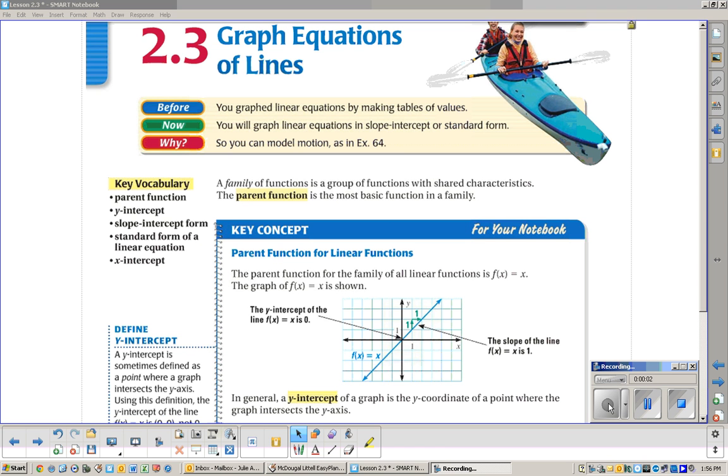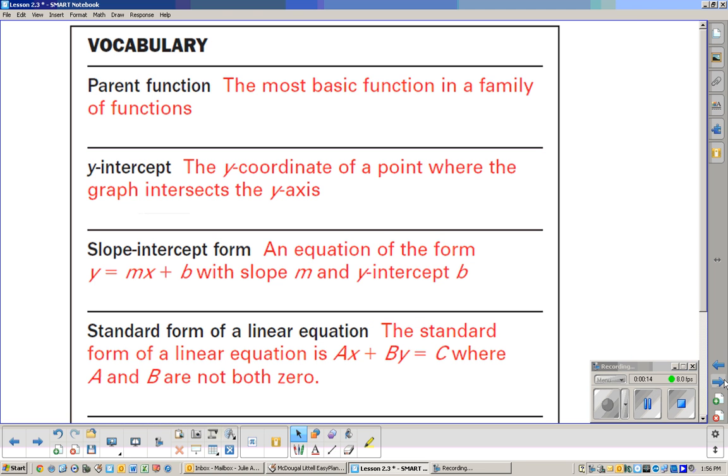Today we're going to take a look at section 2.3, which is all about graphing equations of a line. We have a couple of ways we can graph equations of a line, and that's what we'll be going through today. The first thing you have in your note guide is your vocabulary words as usual.